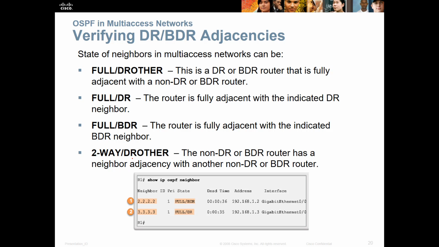So the two-way designated router other, it's the non-designated router or non-backup designated router, has a neighbor adjacency with another non-designated router or backup designated router. Because again, this guy is going to form adjacencies with non-DRs or the BDR. This is going to do it with not just the BDR, but also the non-designated router.